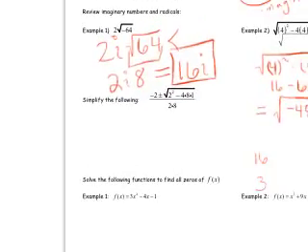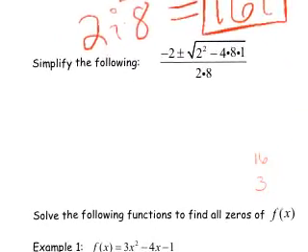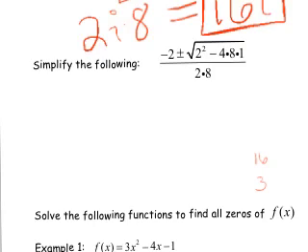All right, let's do another one. So simplify the following: negative 2 plus or minus the square root of 2 squared minus 4 times 8 times 1, all over 2 times 8. So this is kind of what we're going to be doing, but it's already plugged in for you. And then we'll start into what we're actually doing today.